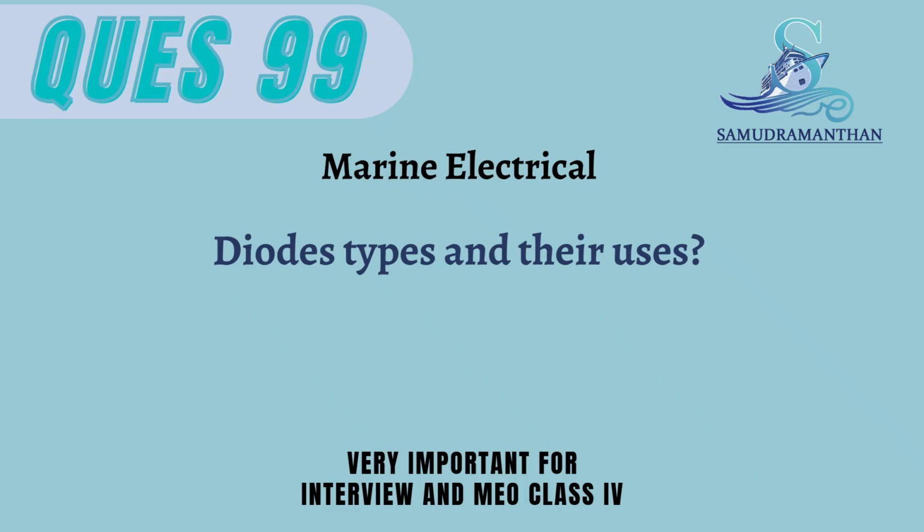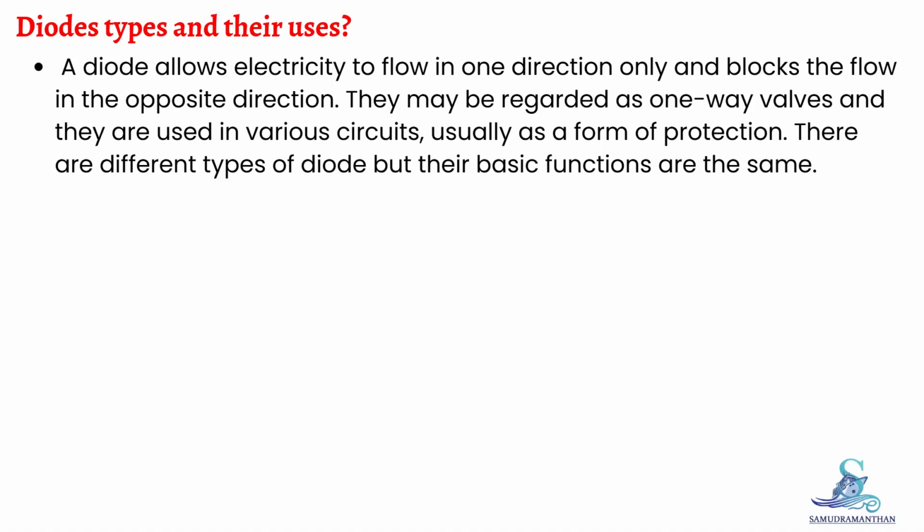In this video we are going to discuss diode types and their uses. A diode allows electricity to flow in one direction only and blocks the flow in the opposite direction. They may be regarded as one-way valves and they are used in various circuits, usually as a form of protection. There are different types of diode but their basic functions are the same.